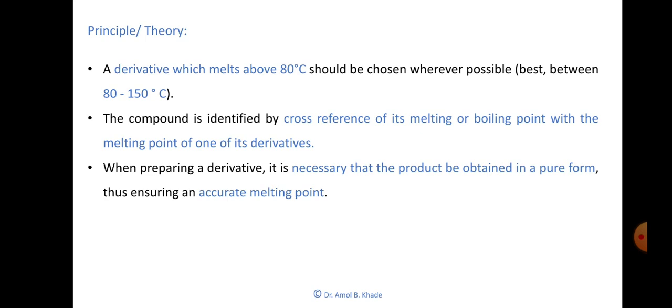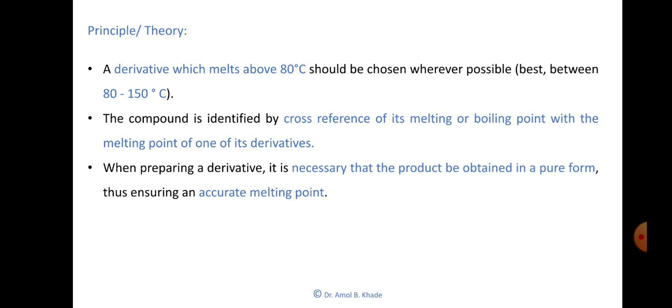Okay, so it starts at a particular temperature and within 1 or 2 degrees Celsius it will completely melt. So in such a case we can easily say the compound is not pure. When a compound is highly pure, like the derivatives we get after recrystallization, they give a sharp melting point.